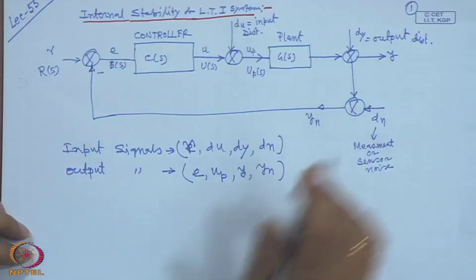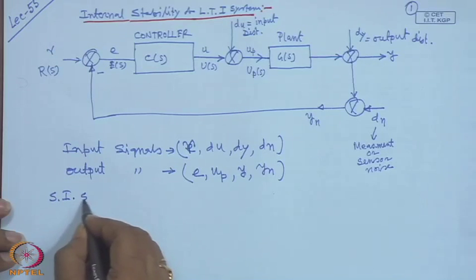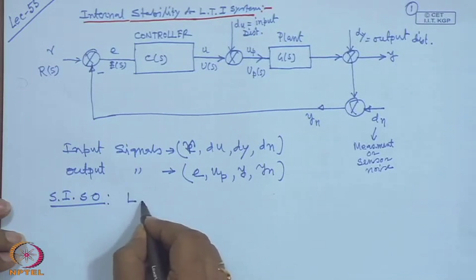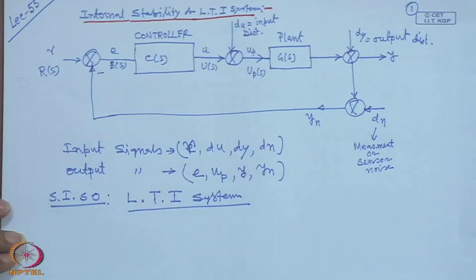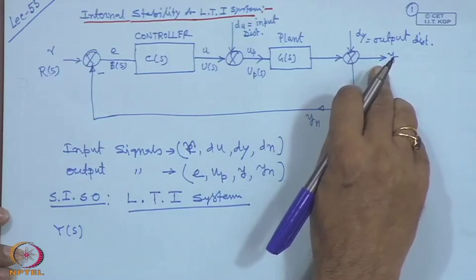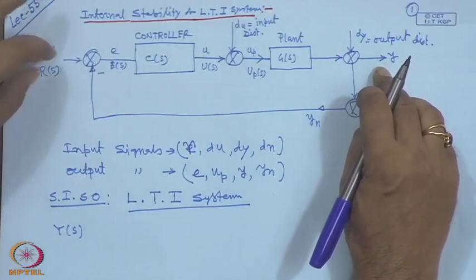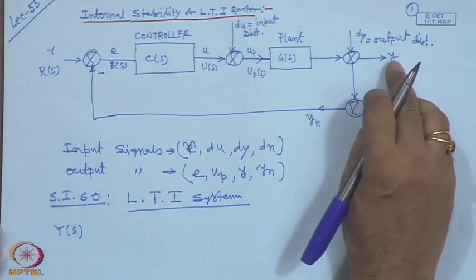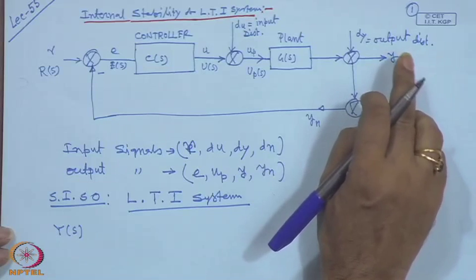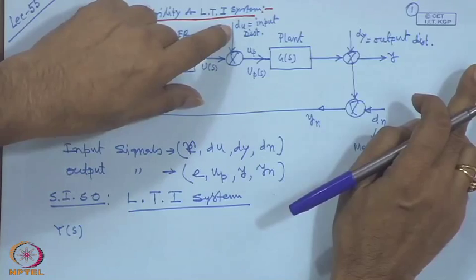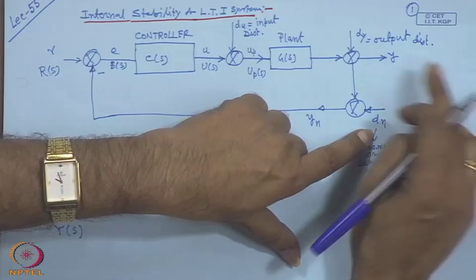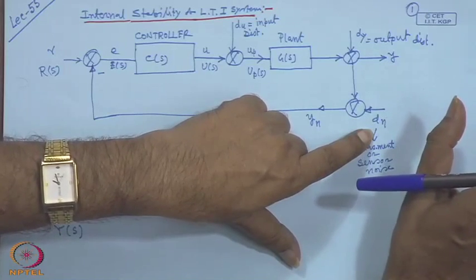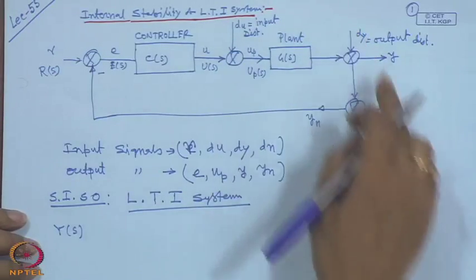Now further we consider that we have a single input, single output system that is linear time invariant. For this we will see what the output Y(s) is, the Laplace transform of the output due to all inputs. The output Y has four components: Y1 due to R(s), Y2 due to du, Y3 due to dy, and Y4 due to dn. So the total output has four components, each due to each input R, du, dy, dn.